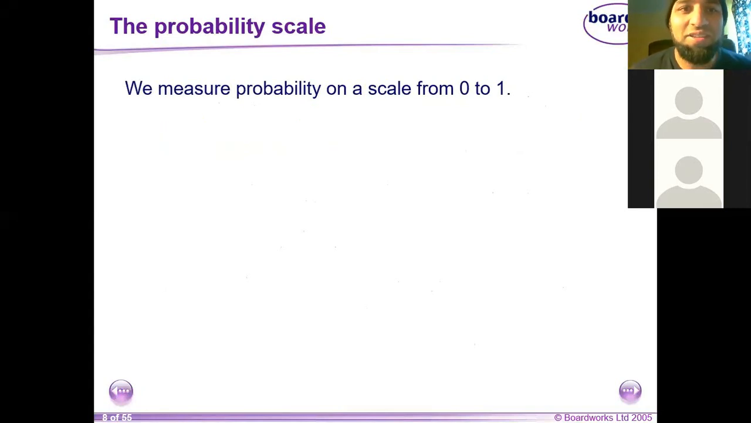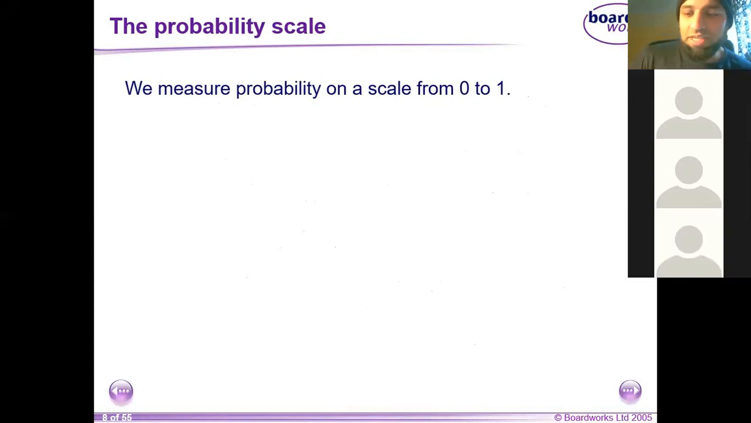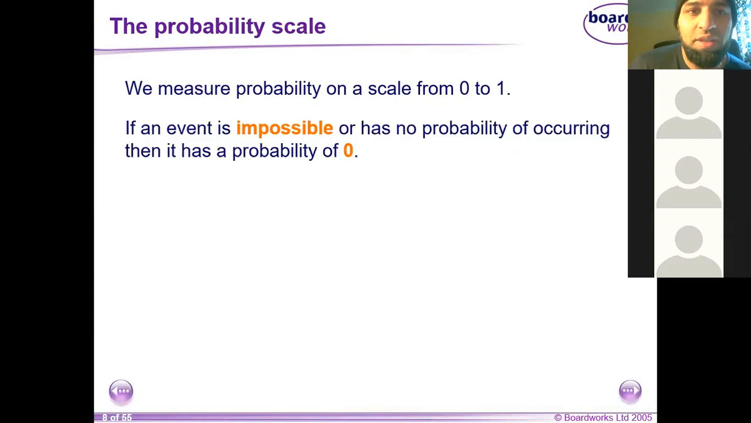It's great. Okay, so we measure a probability on a scale from 0 to 1. We've just seen that if you have a fraction, because probabilities are usually expressed as fractions, you can turn it into a decimal by dividing the top by the bottom. If we do that with the fractions and probabilities, we'll find answers between 0 and 1. So if an event is impossible, it will have a 0 out of something chance of occurring, so it will have a probability of 0.